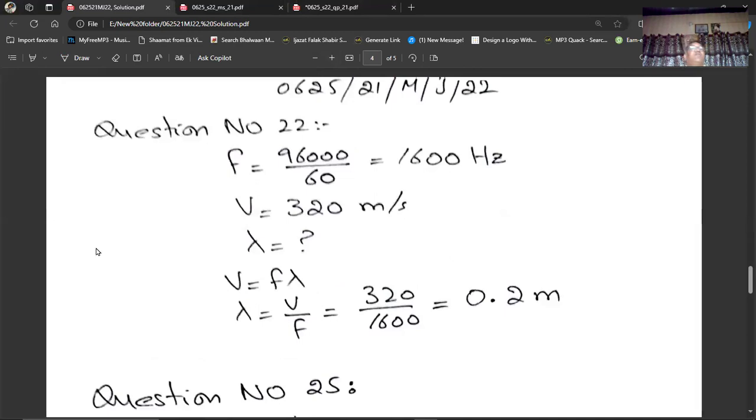Here we go. So the frequency will be the number of vibrations divided by the time taken. But time I will take not in 1 minute, I will take 60 seconds. So 96,000 divided by 60, that is 1600 hertz. The velocity is 320 meter per second. Now the wavelength, I will use the wave equation, that is V equals F lambda. So lambda will be equal to V divided by F. That is 320 meter per second divided by 1600 hertz. And the answer is 0.2 meter.